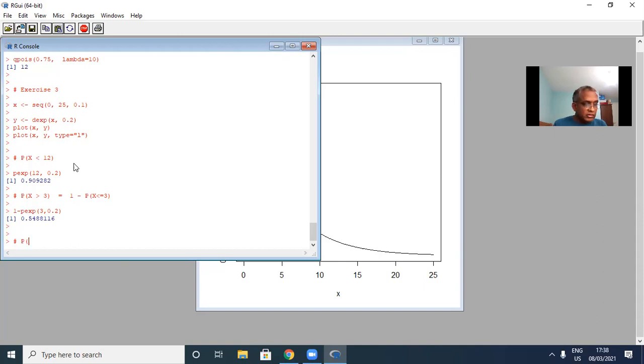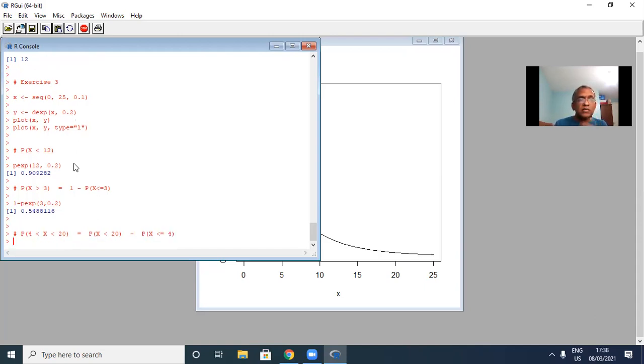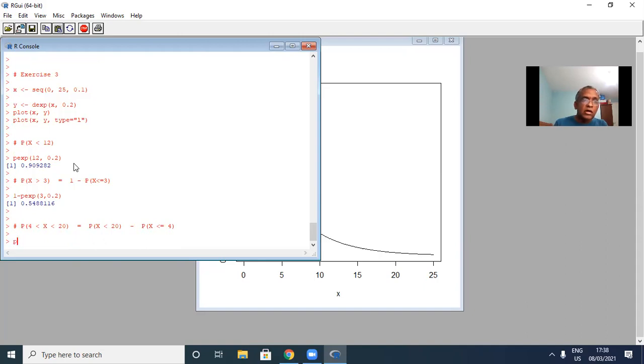Okay, and the next part is to find the probability that x is between 4 and 20. You can write this as the probability that x is less than or equal to 20 minus the probability that x is less than or equal to 4. In R, this will be pexp at 20 with parameter 0.2 minus pexp at 4 with parameter 0.2.